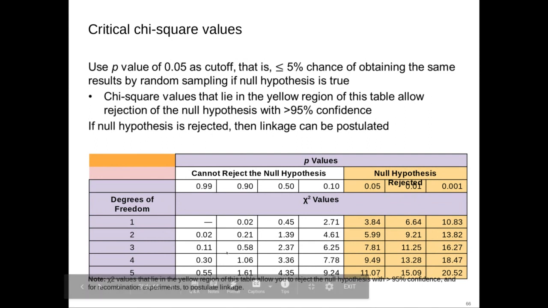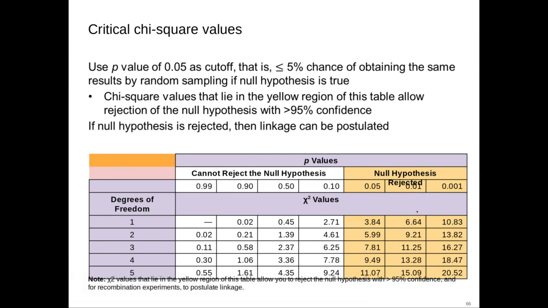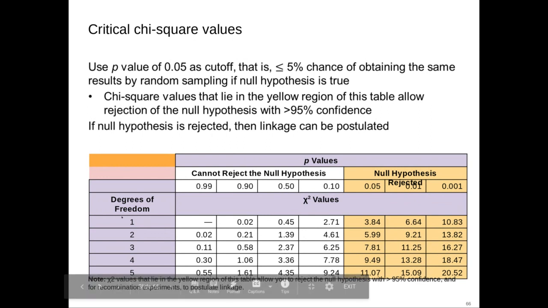Now, you'll notice how this chi-square table is set up. We have p-values here at the top. The white here is can't reject the null hypothesis. Yellow is we can reject the null hypothesis. Then we have degrees of freedom on this column here, and each degree of freedom corresponds to a single row. And what's in here is chi-square values.